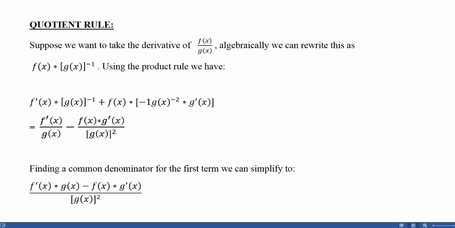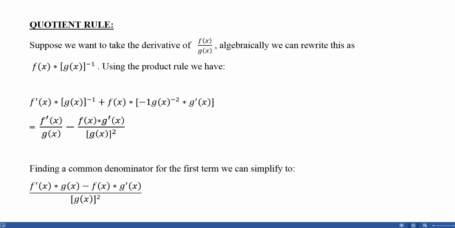Quotient rule. Suppose we want to take the derivative of f of x over g of x. So now we have the ratio of two functions, or quotient. Let's look at how we can use the product rule to solve for this derivative using some algebra tricks. And from there, we'll derive what's called the quotient rule.